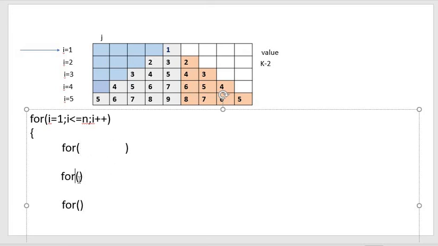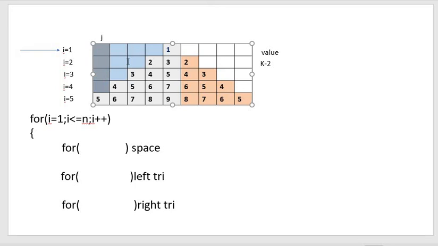So you understood what we are doing here. First we are writing a for loop for the number of rows, and then 3 for loops. One is for space, one is for the left triangle, and one is for the right triangle. So 3 for loops you will have to write, and you will have to write the logic for these 3 triangles. Now try to understand the for loop for space.